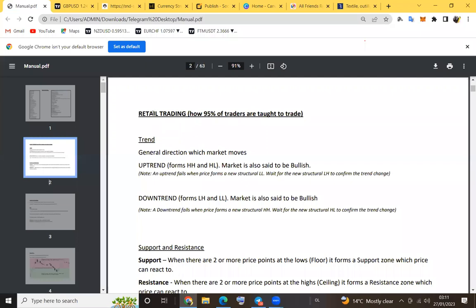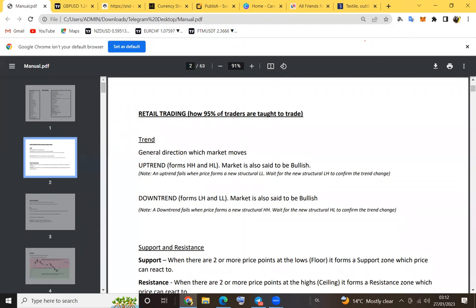Now, what is retail trading? This is how 95% of traders actually trade. Retail trading is how most people trade. It's the way most people in the forex exchange market think. And that's why most people lose money. Because of what? A retail trading methodology, which maybe they don't understand in depth.